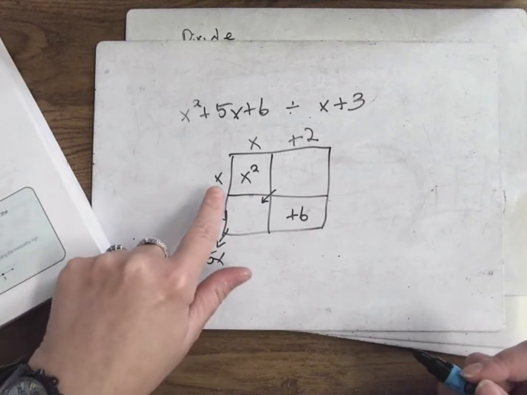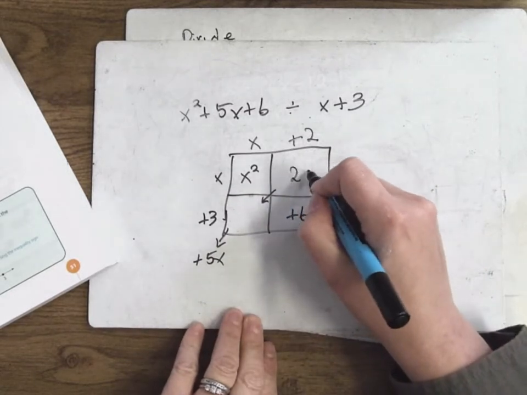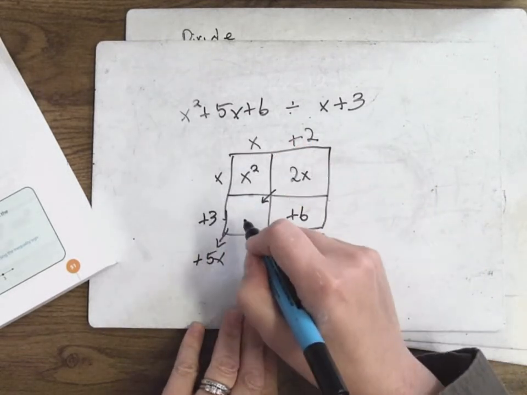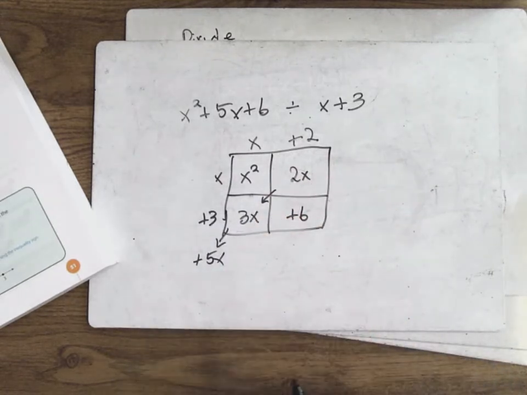They're a check. x by 2 is 2x, and here I've got 3 by x, which is 3x. Do 2x and 3x go together to give you 5x? Yes, they do.